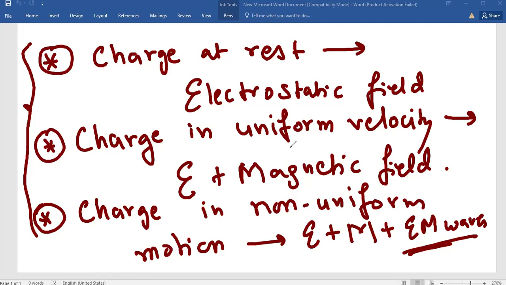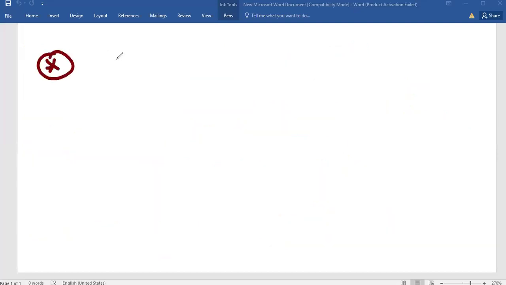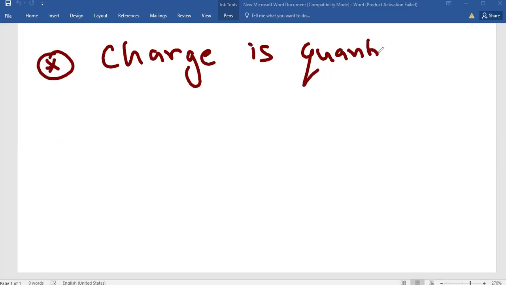So we have seen some important properties of charge. There are other properties also, but these are some of the important properties. Another important property is charge is quantized. Charge is quantized. What does it mean?